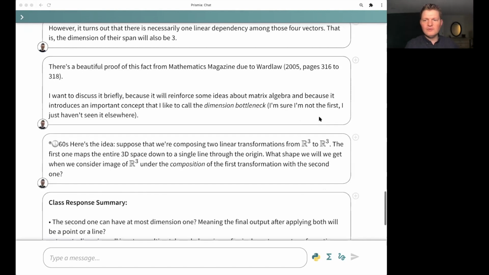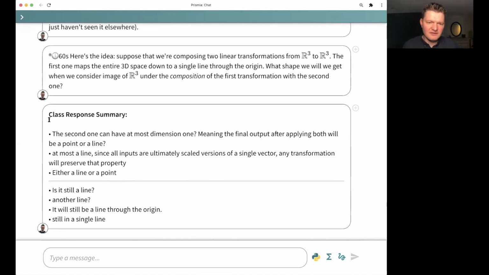So there were two essential ideas expressed. Several people said either a line or a point, and other people said it'll still be a line. In spirit, these are both kind of right. You can map everything to the origin. So imagine, for example, that the second transformation is the zero transformation, just maps everything in R3 to the origin. Then definitely you could get just a point. You could also get a line. That's sort of the general situation.